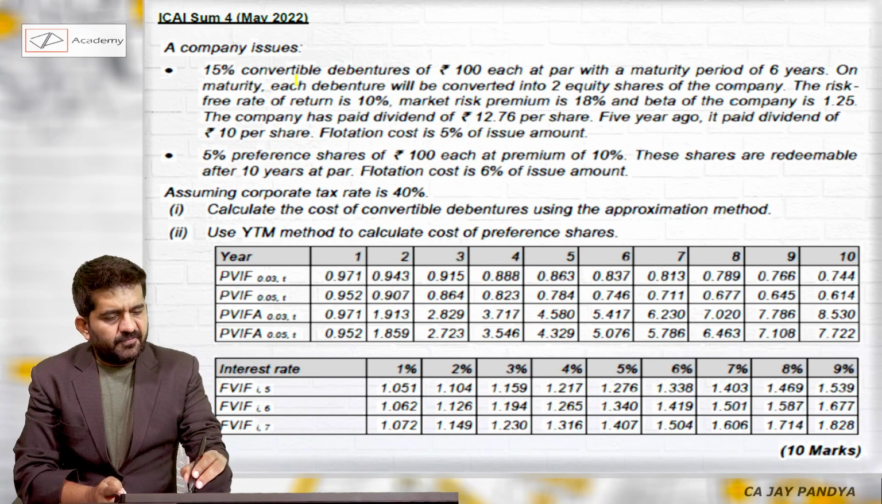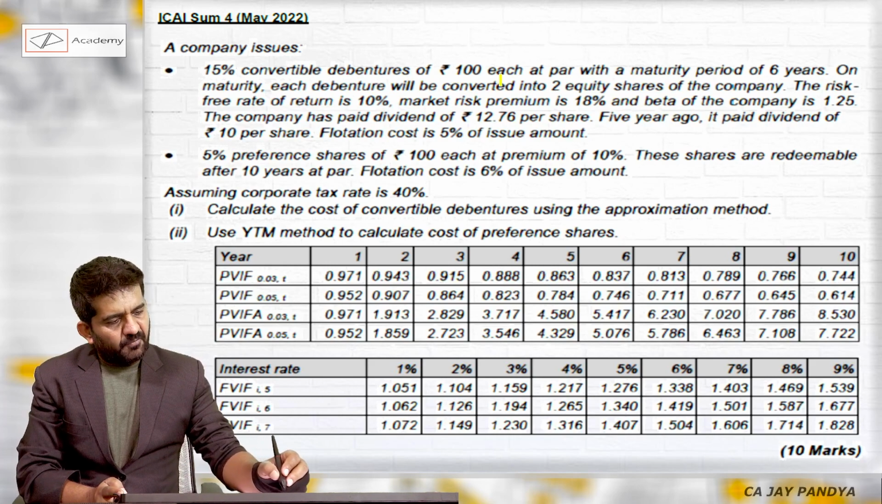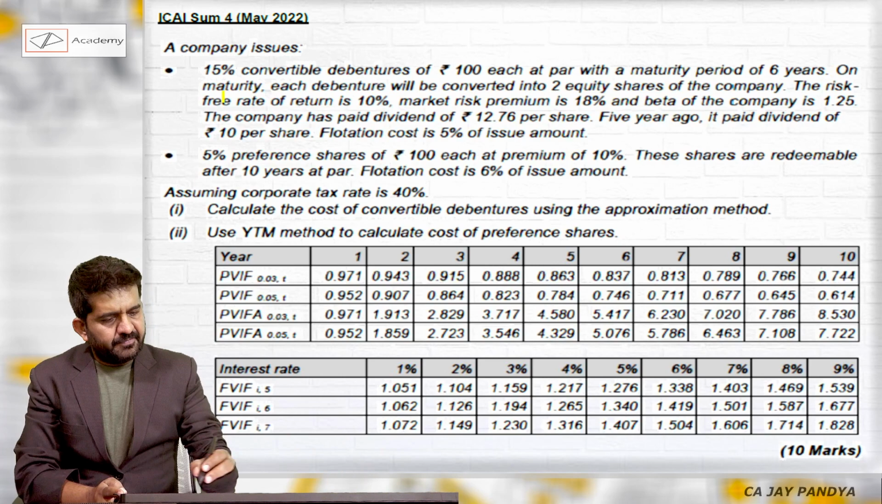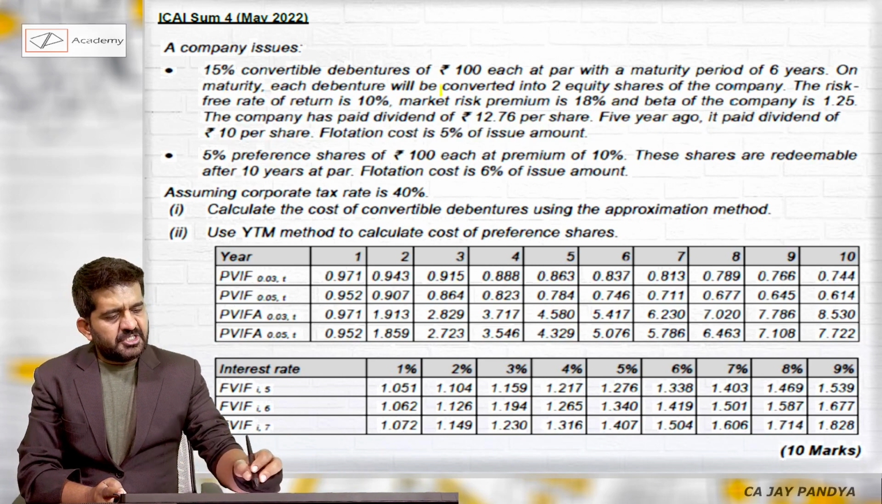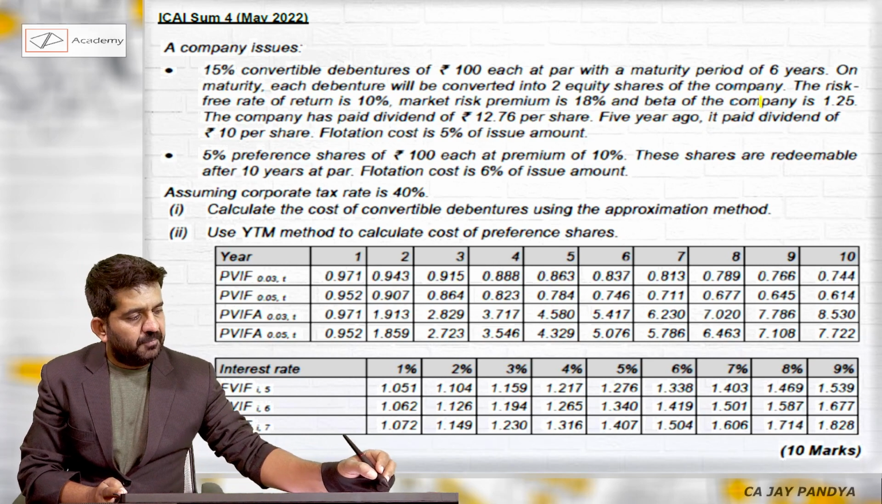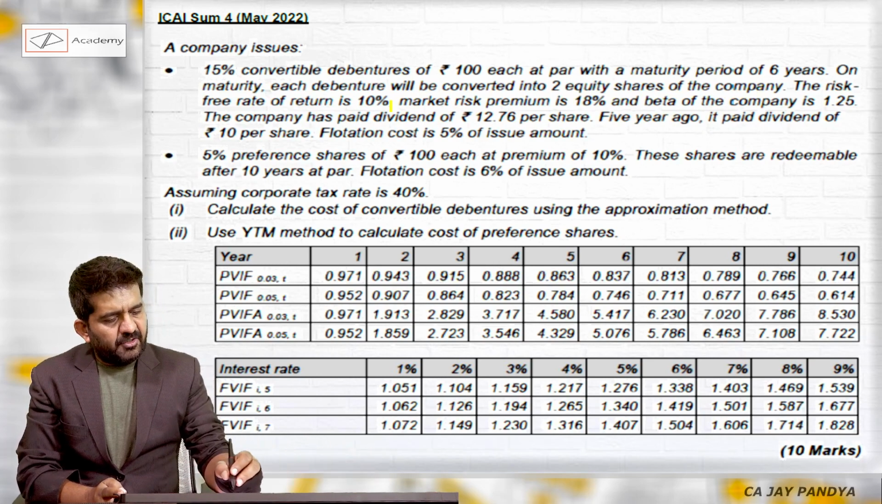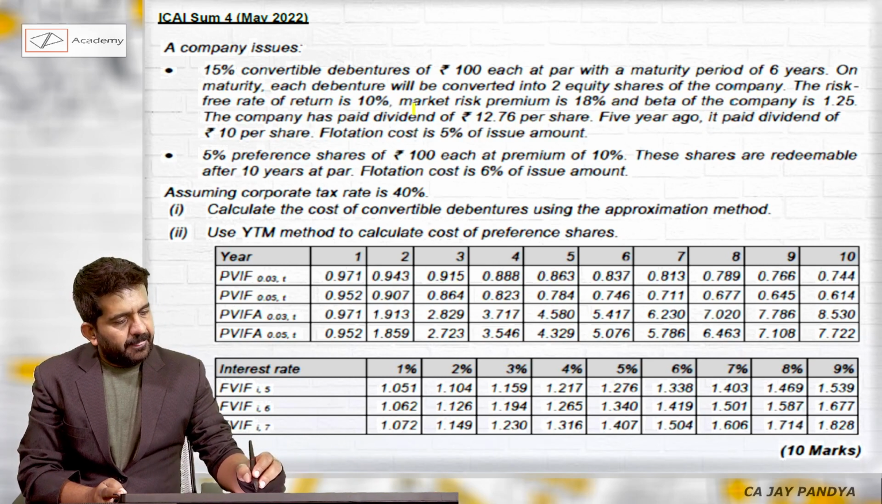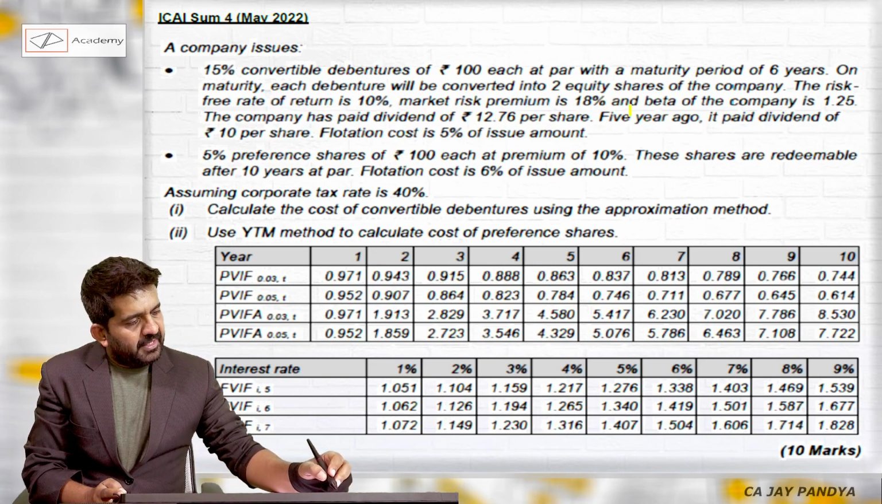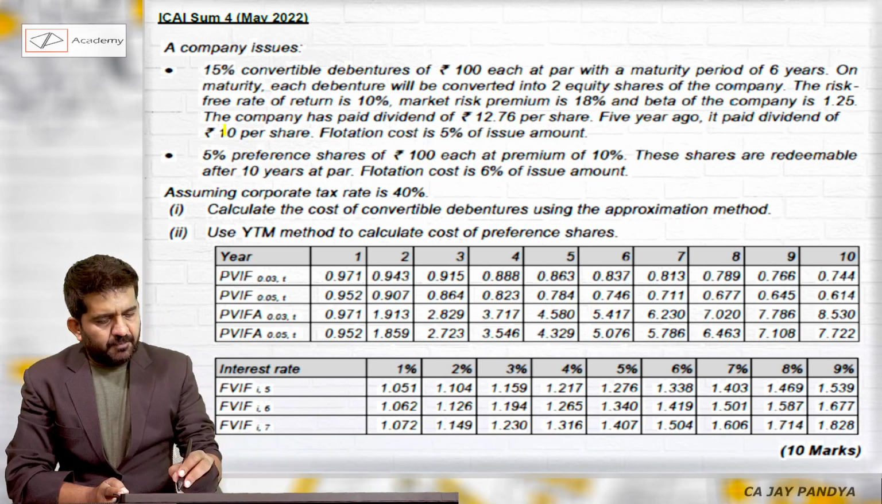Company issues 15% convertible debentures of rupees 100 each at par with a maturity period of 6 years. On maturity, each debenture will be converted into 2 equity shares of the company. The risk-free rate of return is 10%. The market risk premium is 18%. And beta of the company is 1.25.